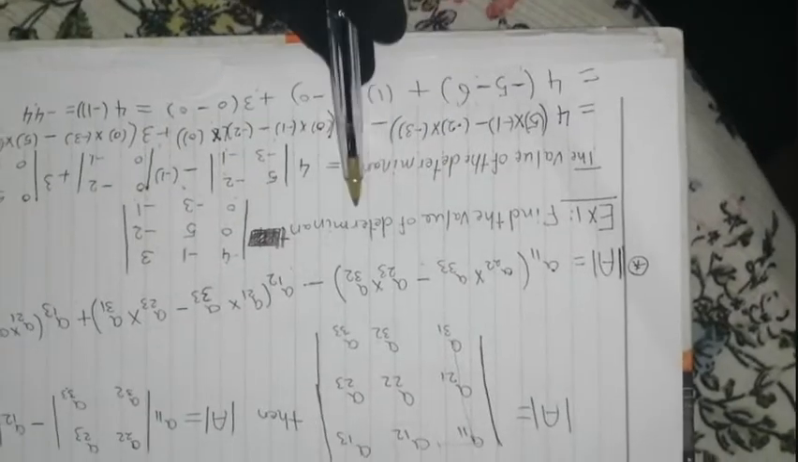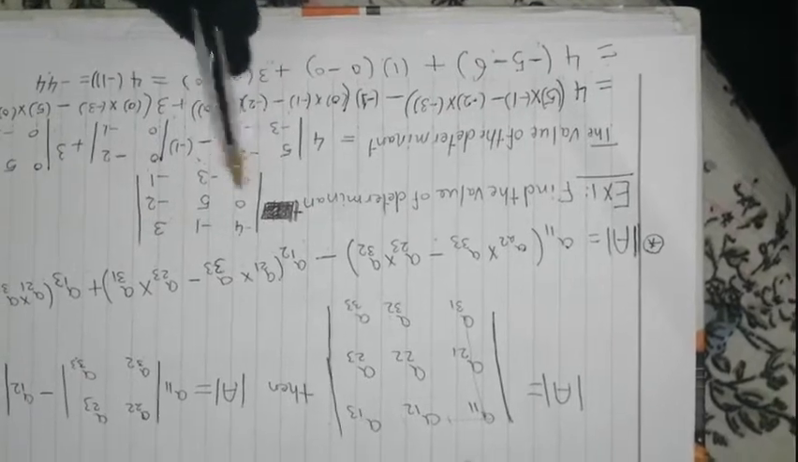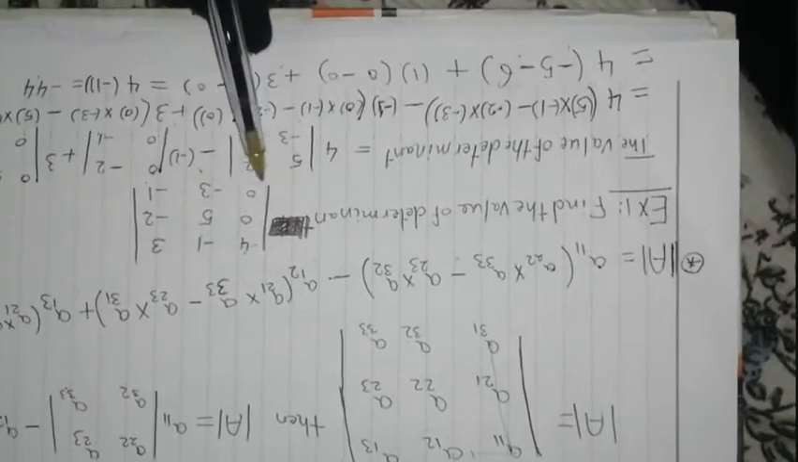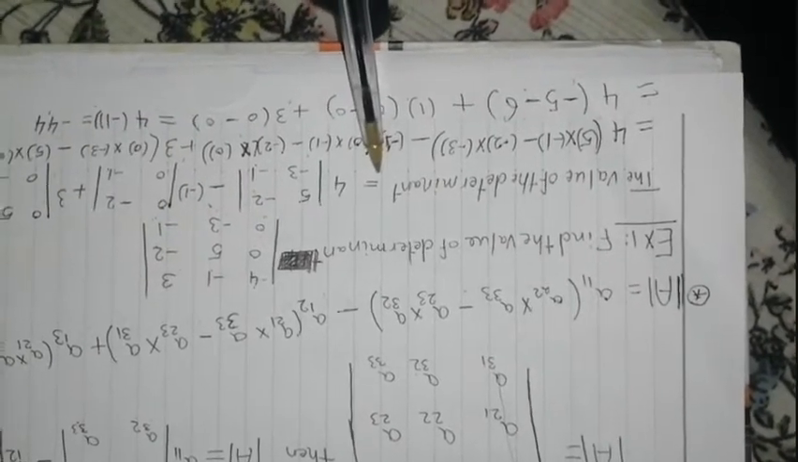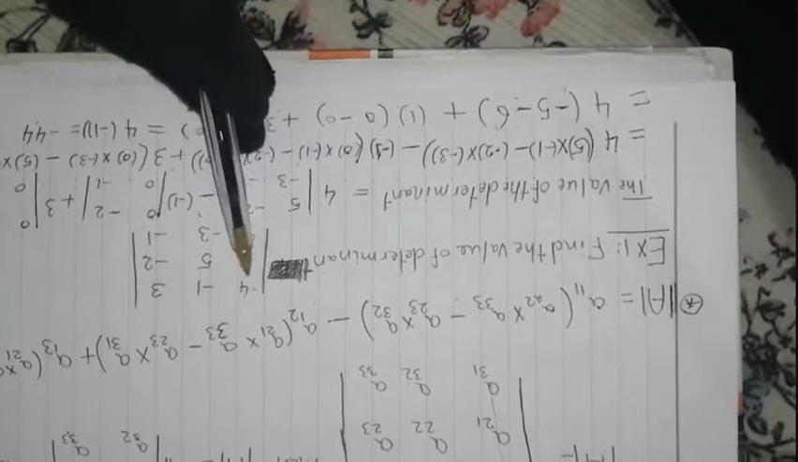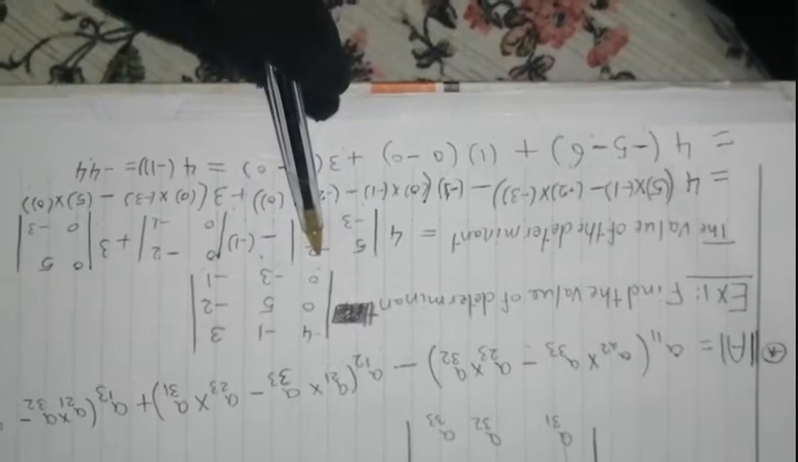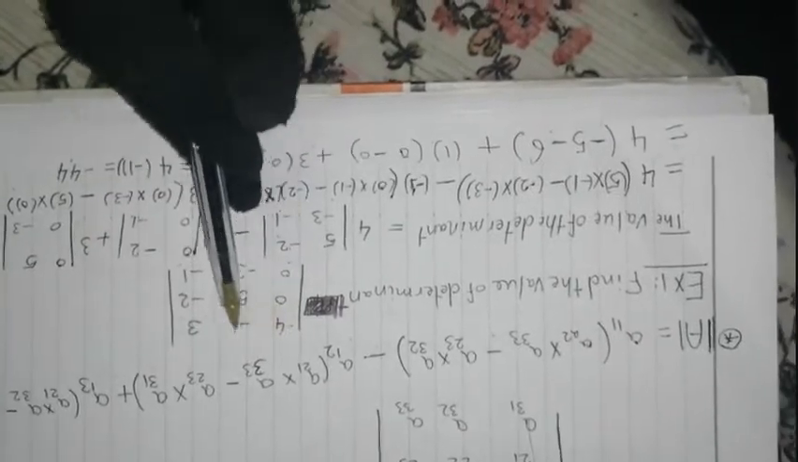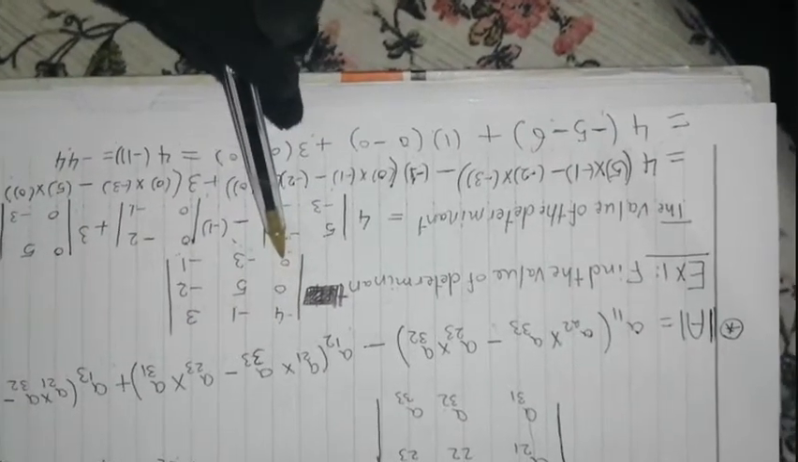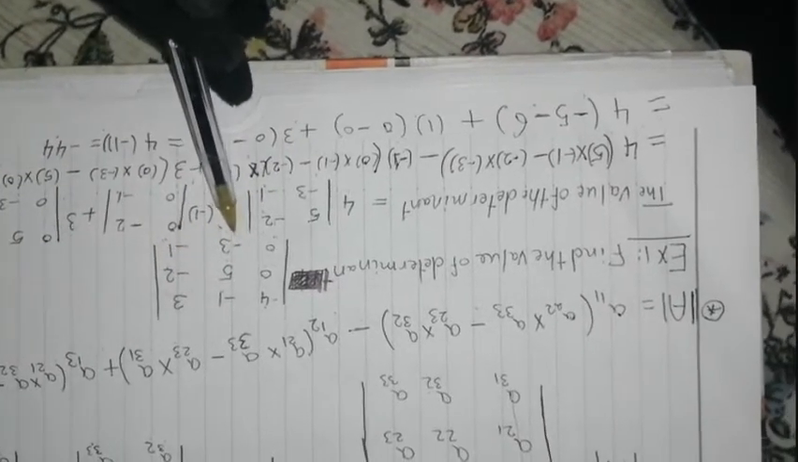For example, find the value of the determinant 4, -1, 3, 0, 5, -2, 0, -3, -1 equals 4. This is the first element in the first row and the first column. Now the minor determinant: we cancel the first row and the first column. The minor determinant is 5, -2, -3, -1.